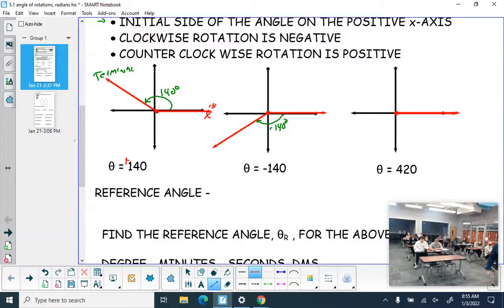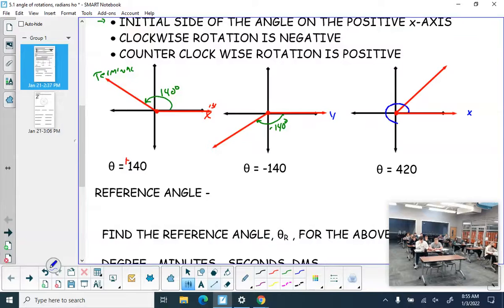Lexi, what quadrant do we end up in? Quadrant number 1, where I'm going to go 90, 180, 270, 360. This will take us to 450, so we're going to end up in quadrant number 1.